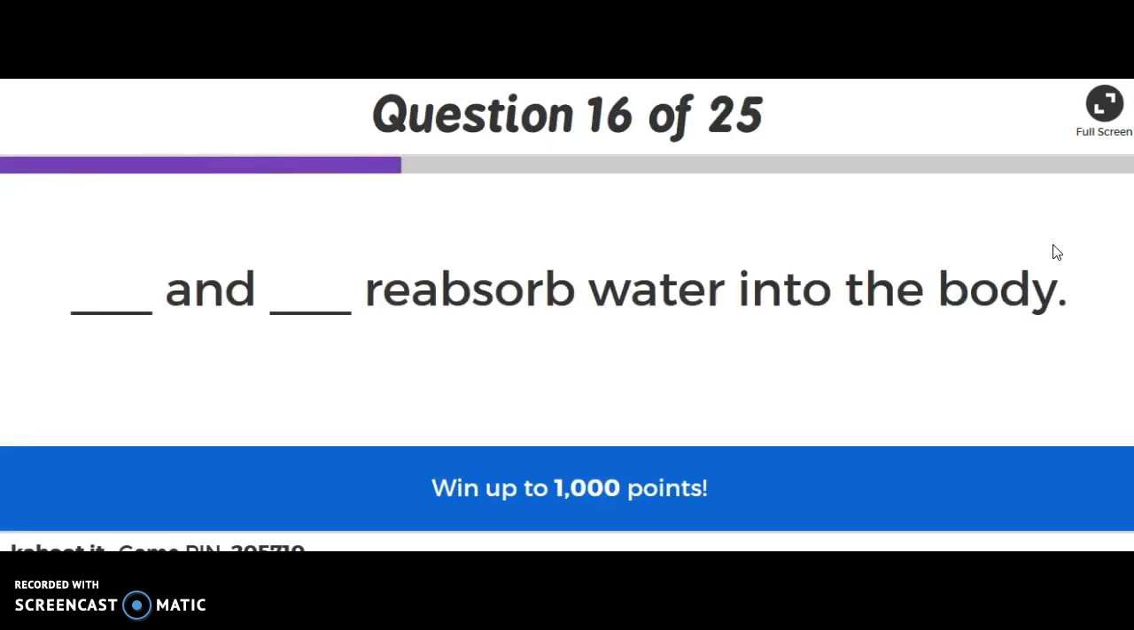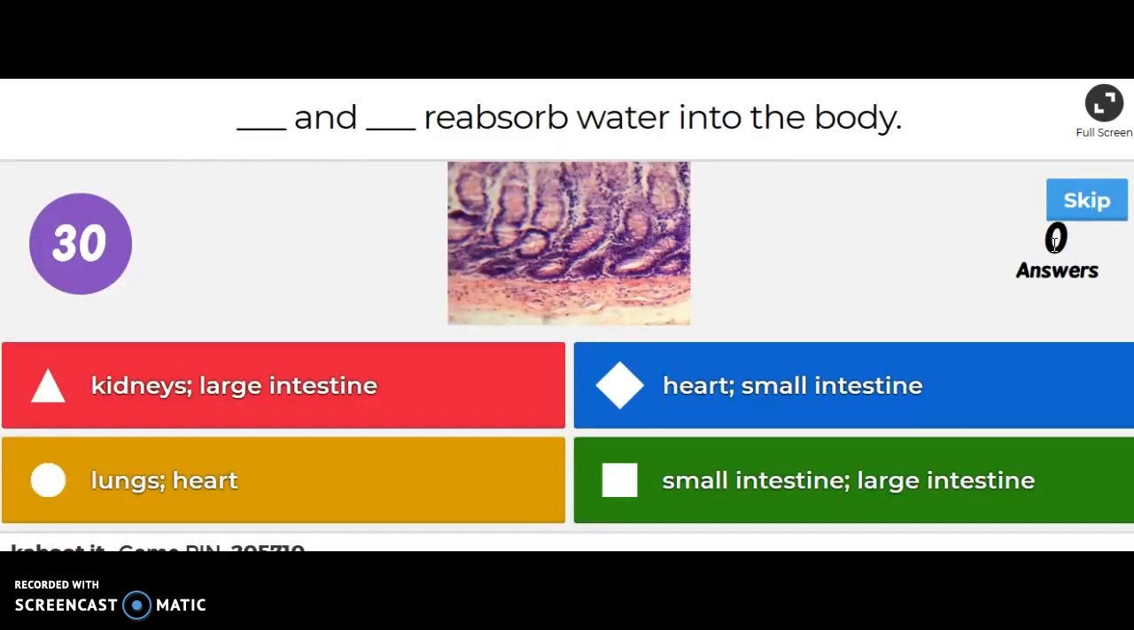Blank and blank both reabsorb water into the body. So part of homeostasis, that balance that living things must keep, is water balance. So if you have a lot of water in the body, extra water is going to get removed. But we're talking about these two things actually reabsorb a lot of the water back into the body, because you probably know most of the chemical reactions in your body need water to occur.